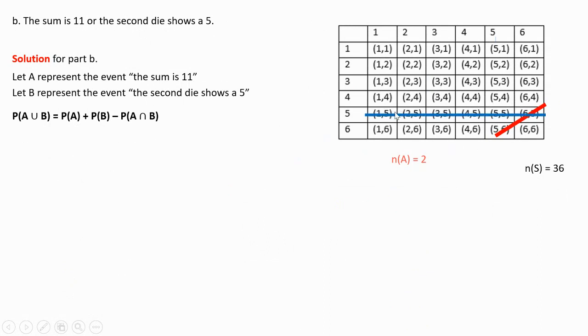It's going to be all these right here. You see the second die is a 5, so it's going to equal 6. Okay, now the intersection will just be here, so it's going to be 1. That's where they intersect. So just plug them into the formula. It's going to be 2 over 36 plus 6 over 36 minus 1 over 36. The answer will be 7 over 36. So this is my solution.